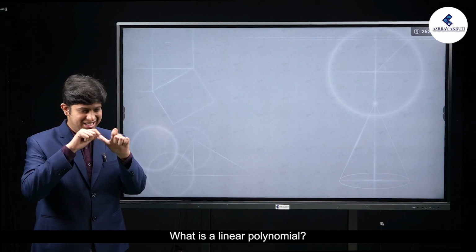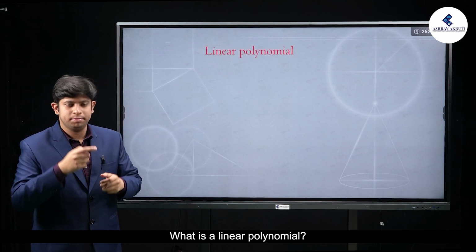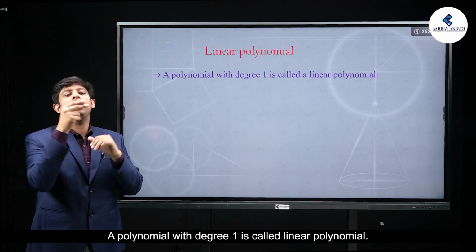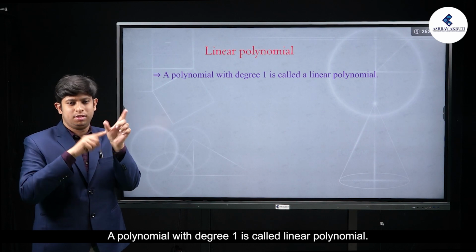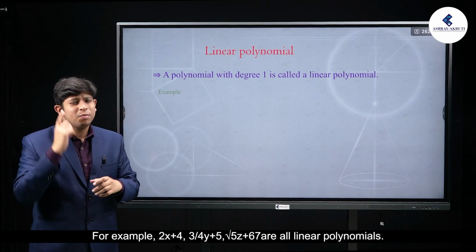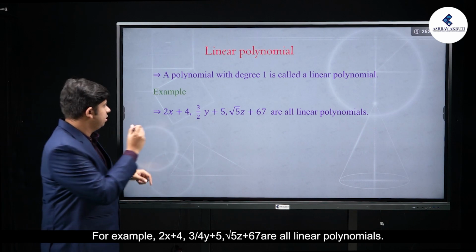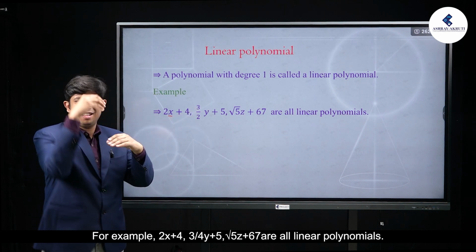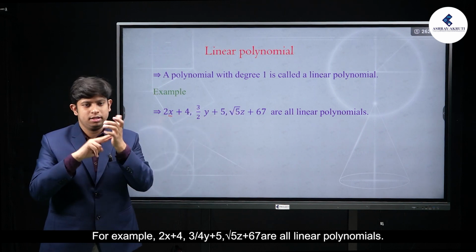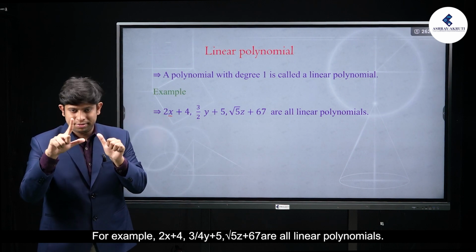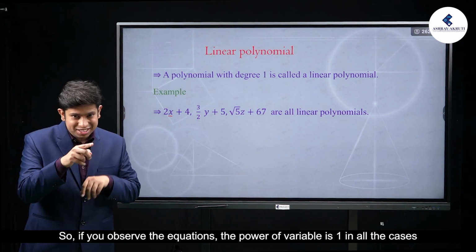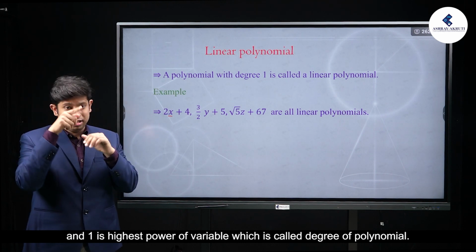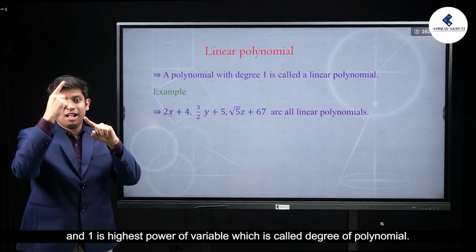What is a linear polynomial? A polynomial with degree 1 is called linear polynomial. For example, 2x plus 4, 3 by 2 y plus 5, root 5 z plus 67 are all linear polynomials. So, if you observe the equations, the power of variable is 1 in all the cases, and 1 is the highest power of variable, which is called degree of polynomial.